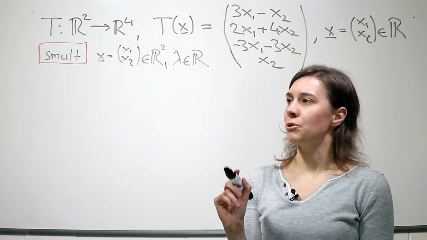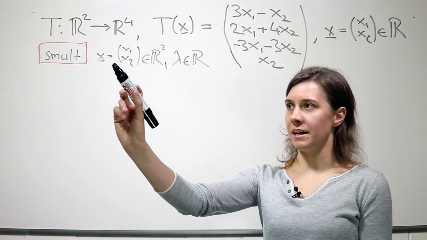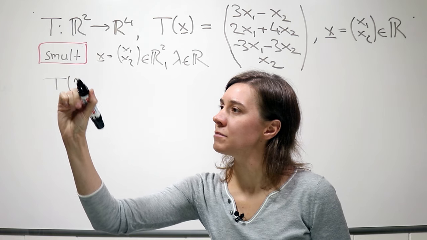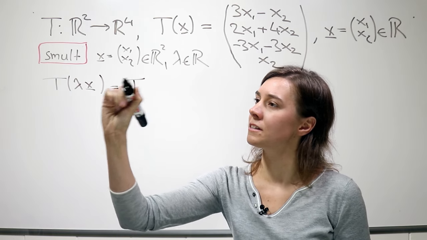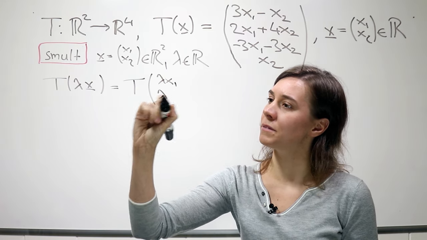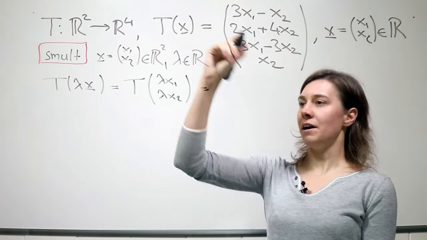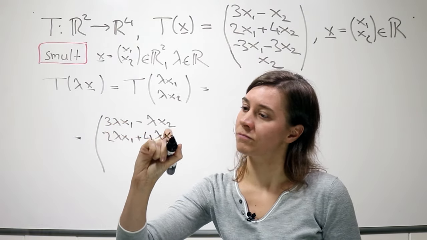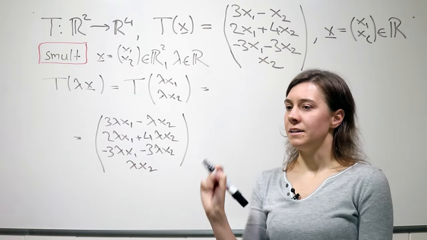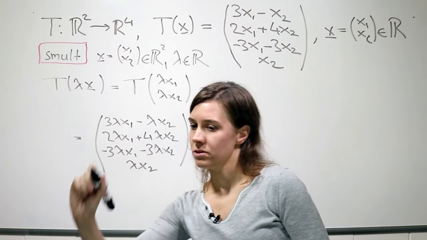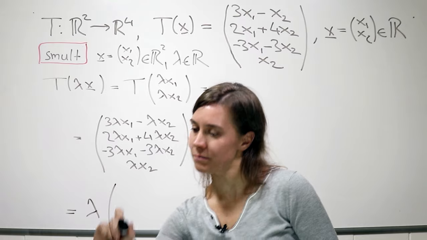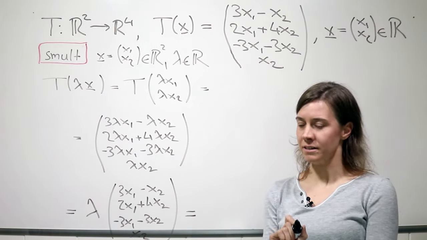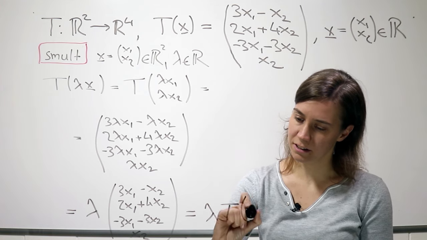Okay, next we're going to check the scalar multiplication condition. So we take a vector x, x1 and x2, and a scalar lambda, and we look at T of lambda times x, which is T of lambda x1 and lambda x2. So now we apply this map and we get, and now we can just pull out the scalar lambda. So that gives us lambda times this vector. And now we see that this is equal to lambda times T of x.